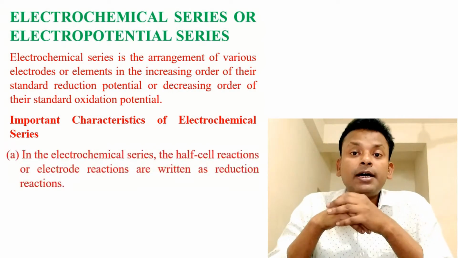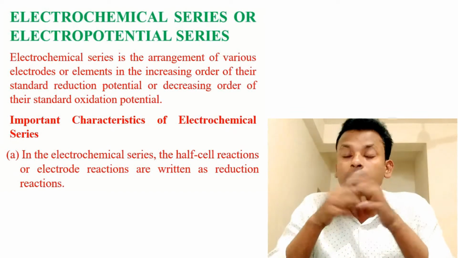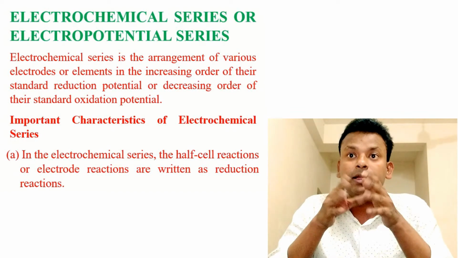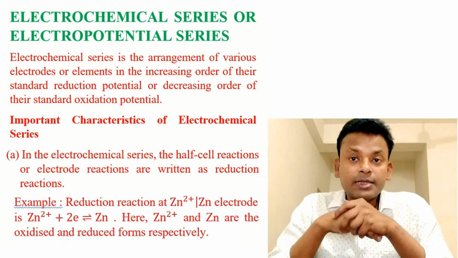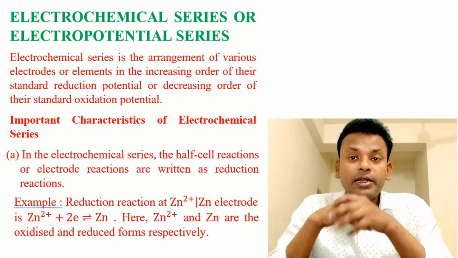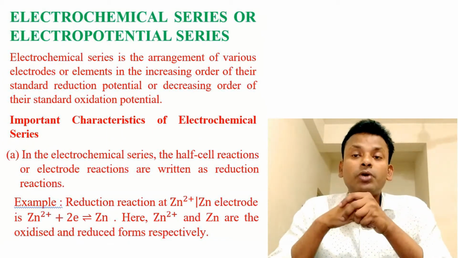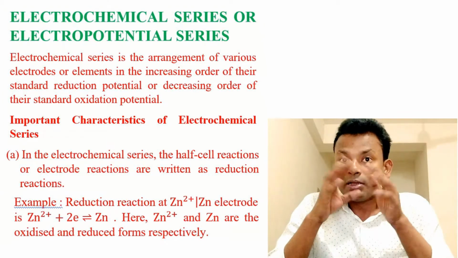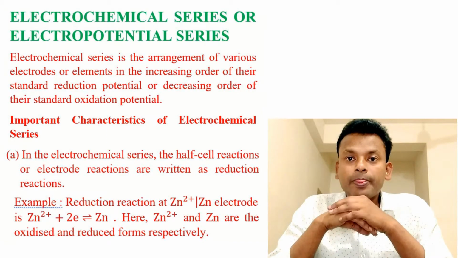Point A. In the electrochemical series, the half cell reactions or electrode reactions are written as reduction reactions. Example, the reduction reaction at the Zn2+/Zn electrode is Zn2+ plus 2 electrons gives Zn. Here Zn2+ and Zn are the oxidized and reduced forms respectively.